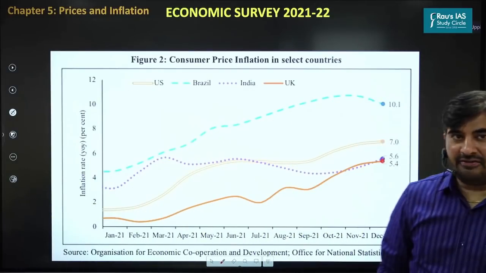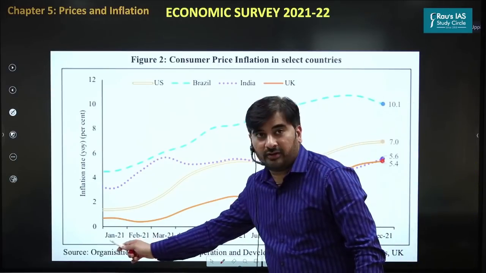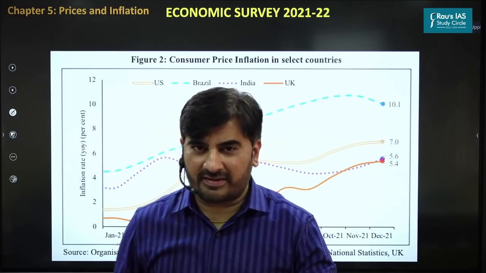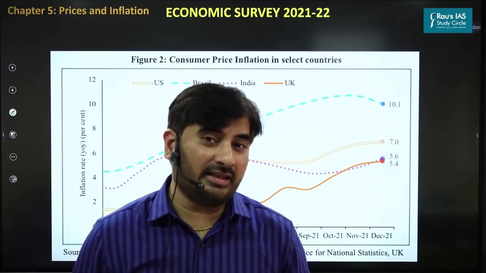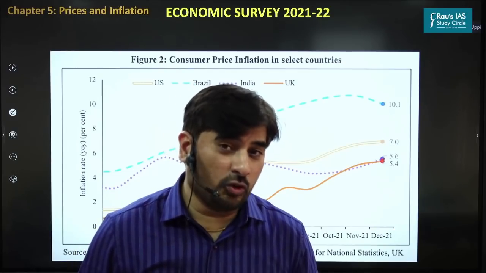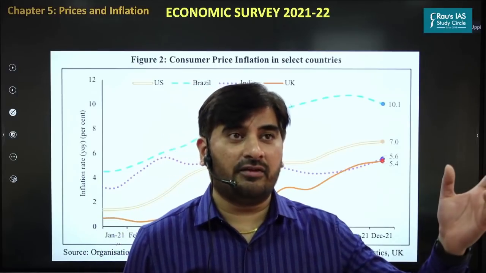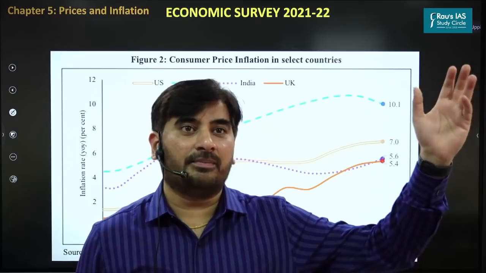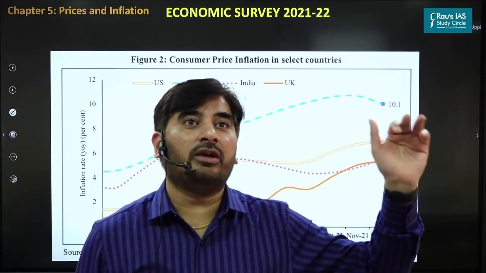Now this particular graph shows how inflation across the world has been increasing right from Jan 2021 onwards. Right now, the rate of inflation in the US is at a 4-decade high, that is, the highest in the last 40 years. The rate of inflation in UK is at a 3-decade high. As far as India is concerned, the rate of inflation is comparatively lower at 5.4%. But in case of Brazil, the rate of inflation is at a double digit of 10.1%.